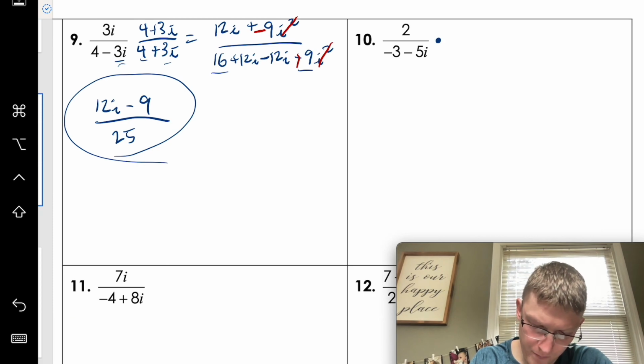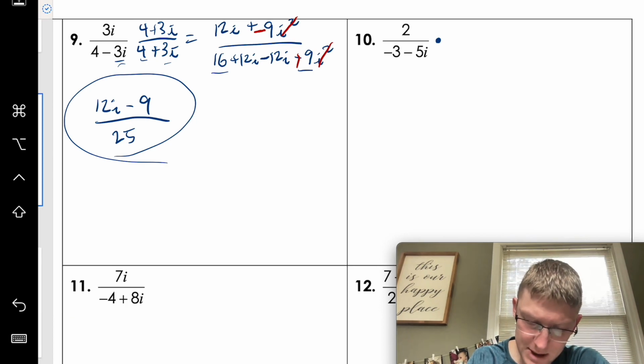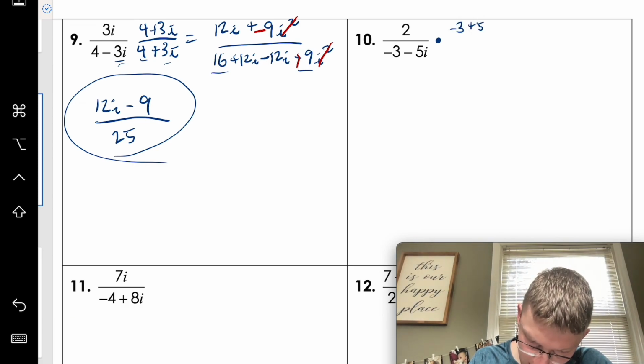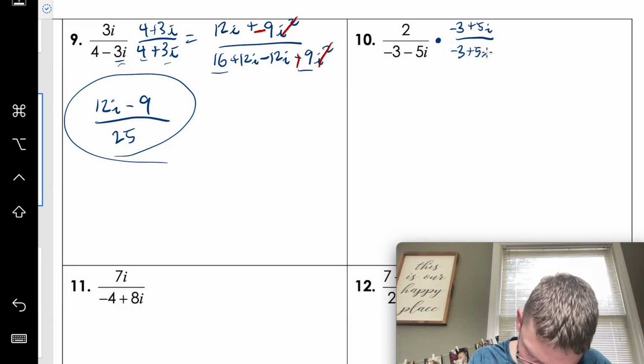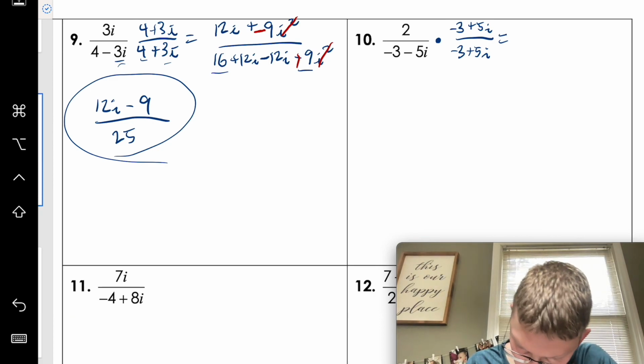Okay, number 10, we've got our fancy version of 1. Again, remember, for the complex conjugate, we are just changing this sign, that middle sign right there. We don't care what that sign is. The math works out either way. So our conjugate is going to be negative 3 plus 5i over negative 3 plus 5i. So here we go, down the math hole.